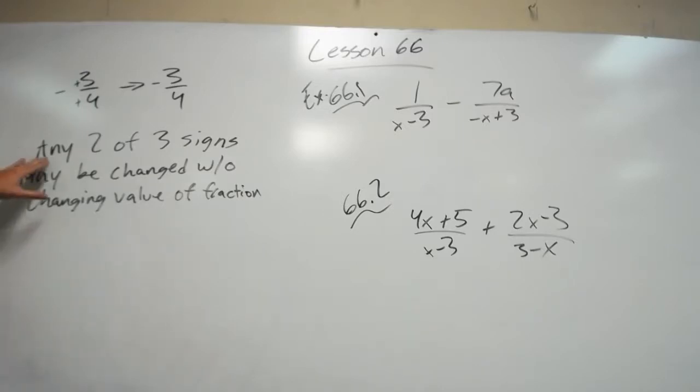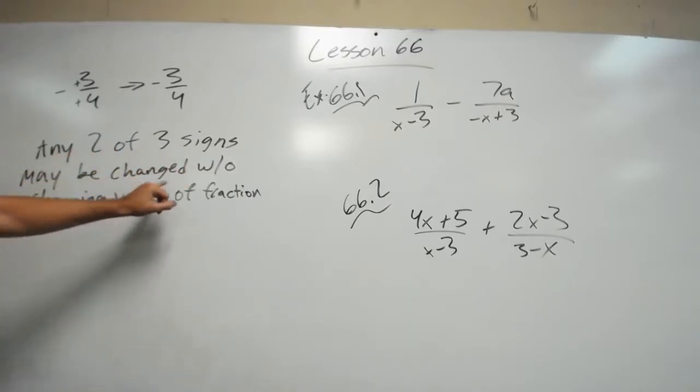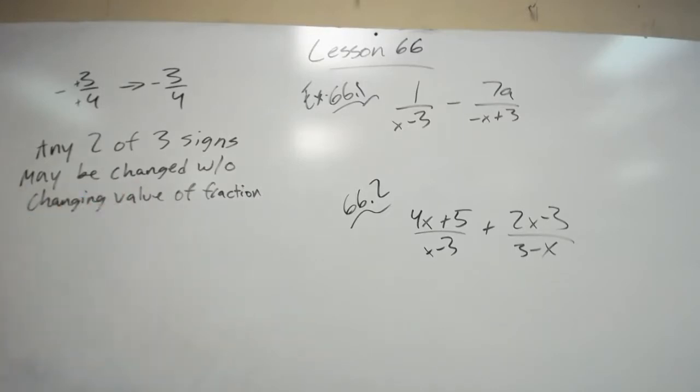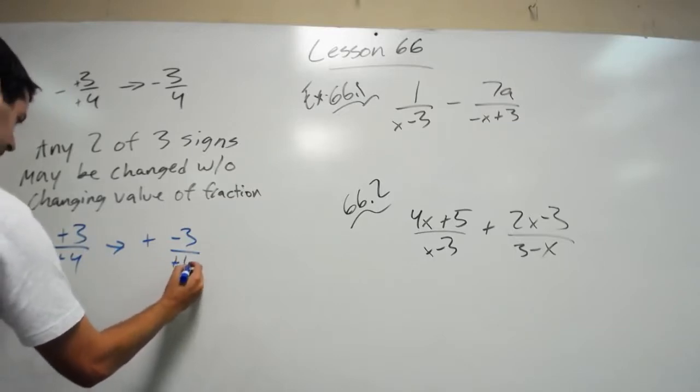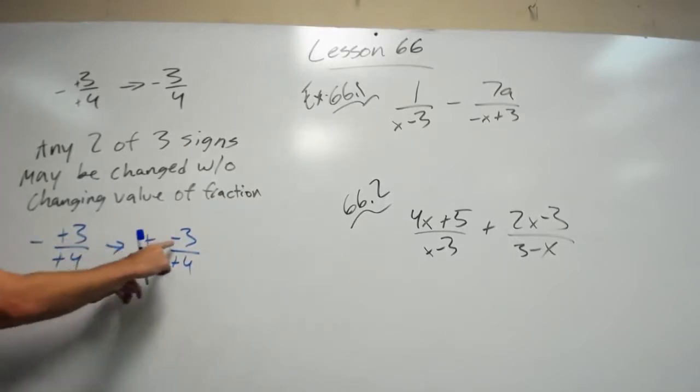But what we want to teach is that any two of the three signs can be changed without changing the value of the fraction. So if I had negative 3 over positive 4, I could change two of the signs without changing the value. I could change that to a positive 3 over negative 4. I changed these two signs here.